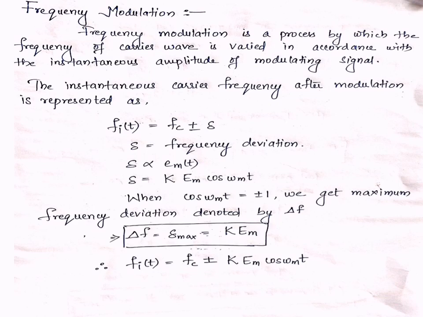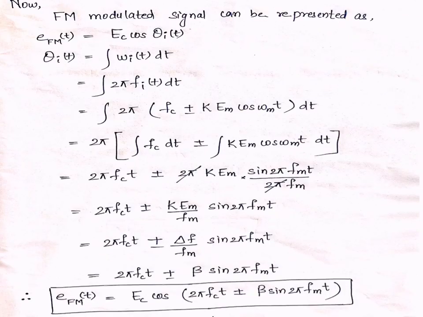Now we are going to rewrite our equation fi(t) as fi(t) is equal to fc plus or minus, and in place of delta we write K Em cos omega m t. Now, the frequency modulated signal can be represented as Efm(t), which is equal to Ec cos theta i(t), where theta i(t) is equal to the integral of omega i(t) dt.